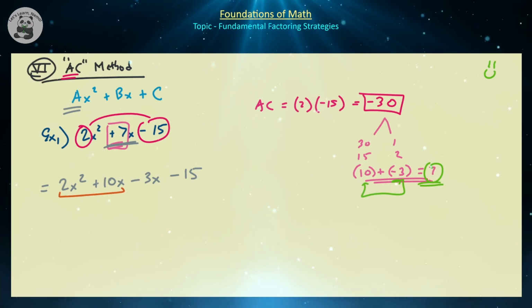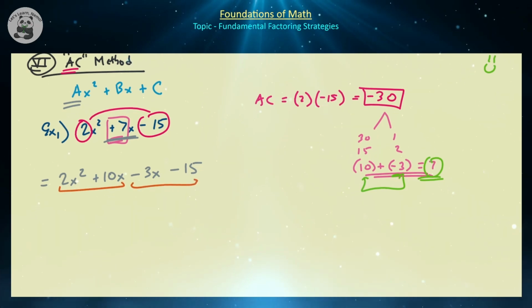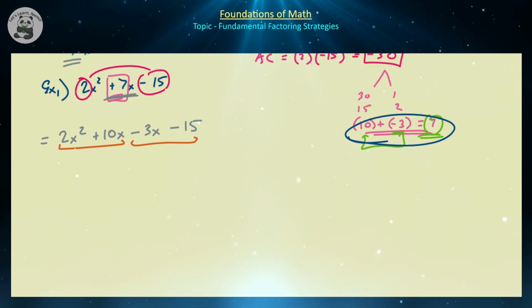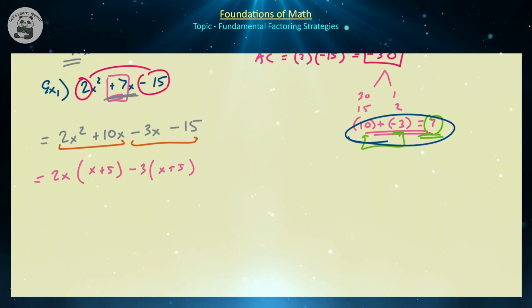And then what we're going to do is we're going to factor by grouping the first and second pairs. So in case you're sort of wondering, does this always work? If you can find these numbers, this will always lead to the correct answer. So the greatest common factor of 2x squared and 10x we know is going to be equal to 2x, leaving us with x plus 5. The greatest common factor of minus 3x and minus 15 will be equal to minus 3, leaving us again with x plus 5.